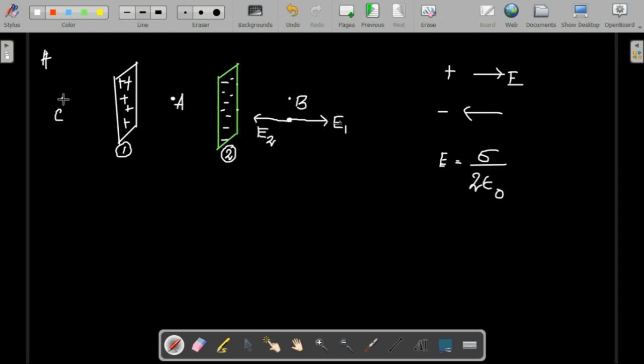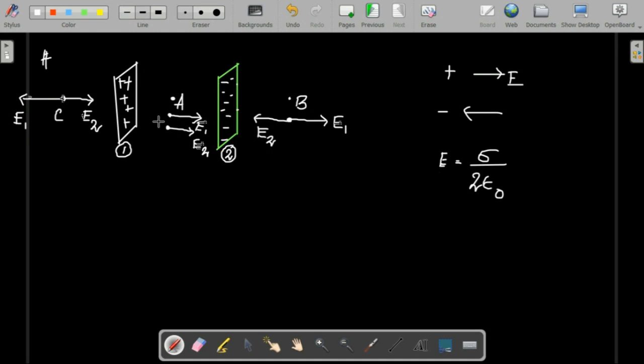Similarly, you check here, because of this positive plate, the field will be in this direction, and because of the negative plate, the field will be in this direction. So they are opposite, right? Let's check for point A. Because of the positive plate, the field will be away from the positive plate, so this is my E1, and because of the negative plate, the field will be towards the negative plate, so this is E2.